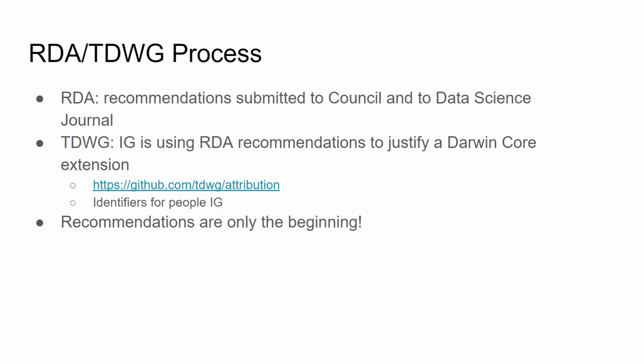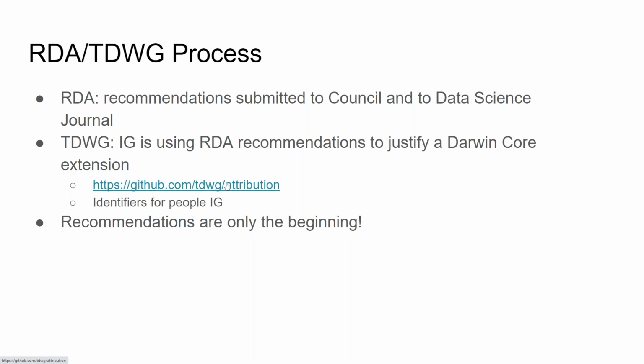So the recommendations that I'm about to discuss were developed within an RDA working group. And as we all know, RDA working groups have 18 months to formulate their recommendations. This group has been through that 18 months, and the recommendations were submitted and published. But this is really the end of the RDA process and the beginning of the TDWG process. And so those RDA recommendations have been used to justify an extension to a biodiversity standard called Darwin Core.